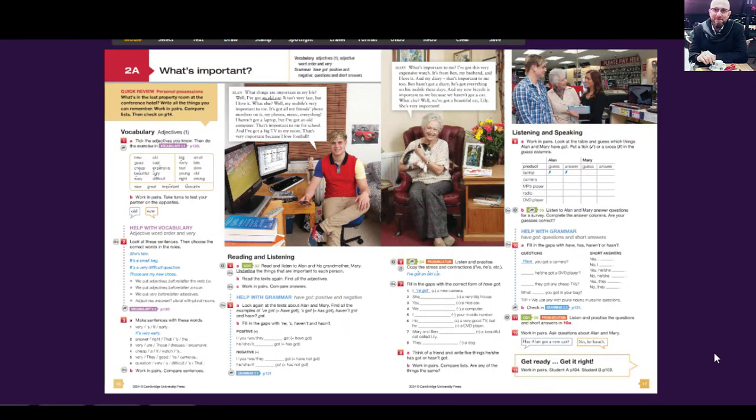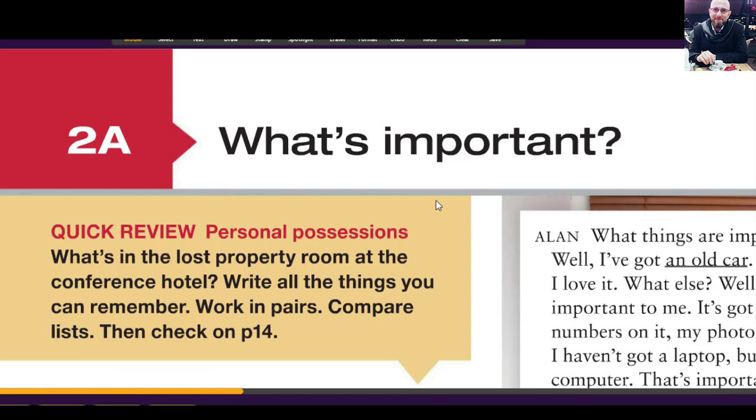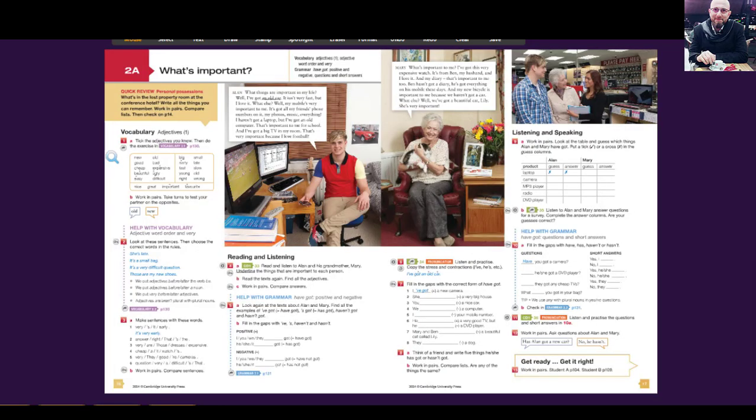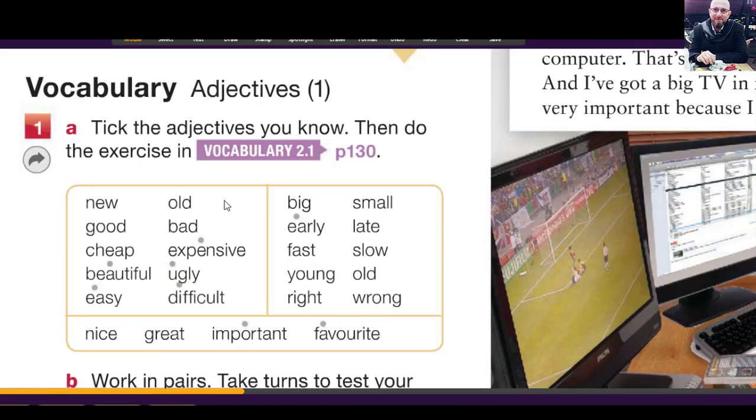Hello everyone again. In this lesson, we will study 2A. Here the title is What's Important? Okay, what's important? And the first exercise here, we have vocabulary adjectives number one. Vocabulary adjectives number one, okay?